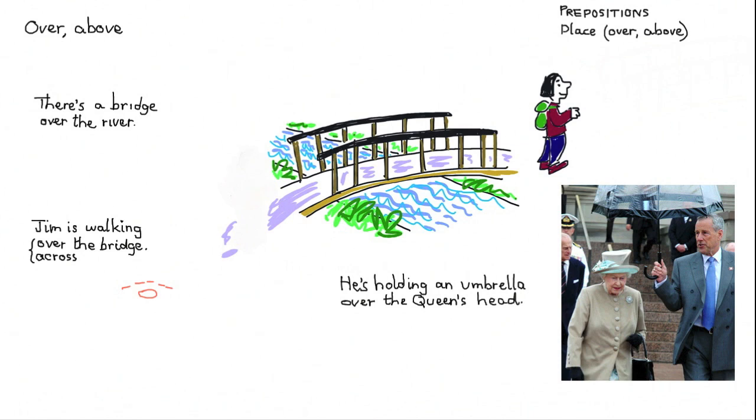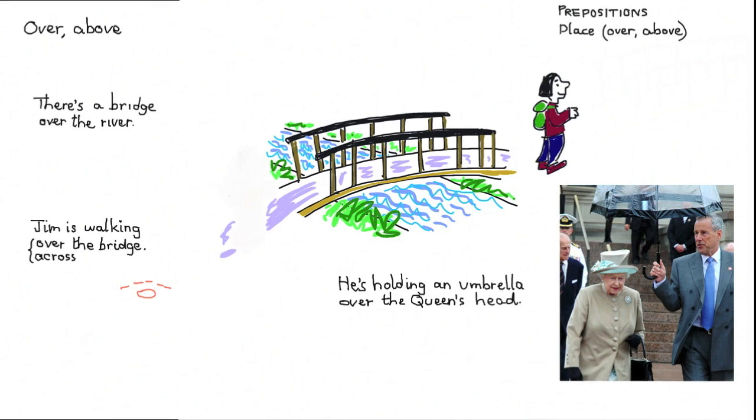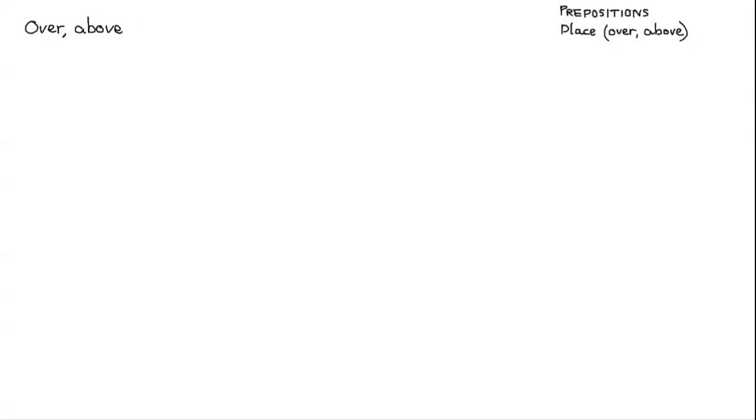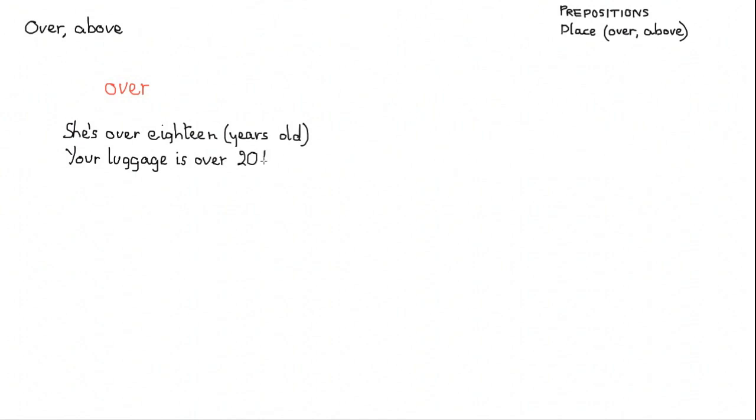Now I want to move on to some non-physical uses of over and above. So I'll start off with a blank screen and I'll just write over up there. Now I'll write a couple of examples. Here's the first one. She's over 18. And I'll just put in brackets there, years old, because that's what over 18 means. And here's another one. Your luggage is over 20 kilos, something you don't want to hear at the airport. And the last one, number 3, it costs over 50 euros, something else that you don't want to hear.